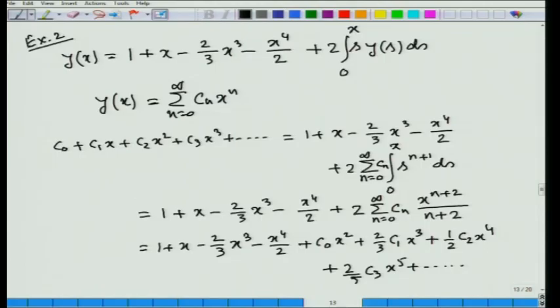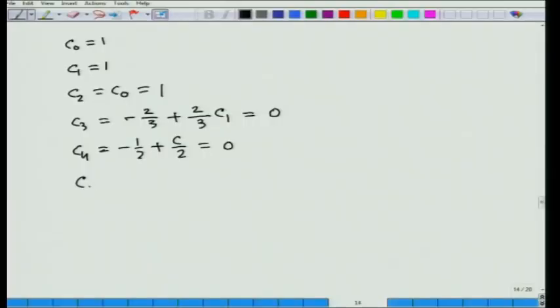These are the coefficients of x to the power 5, x to the power 6 and so on, and on the right hand side this is nothing but 2 C n divided by n plus 2, this is the coefficient of x to the power n plus 2. So, collecting the coefficient of x to the power n plus 2 from both sides in order to get the recurrence relation, we can write the recurrence relation as C n plus 2 equal to 2 C n divided by n plus 2.